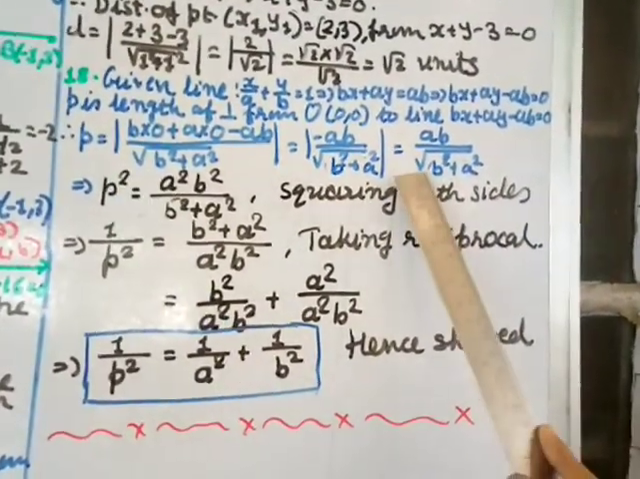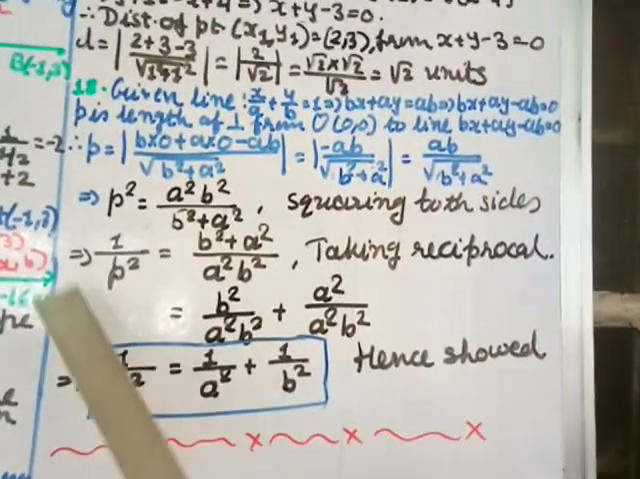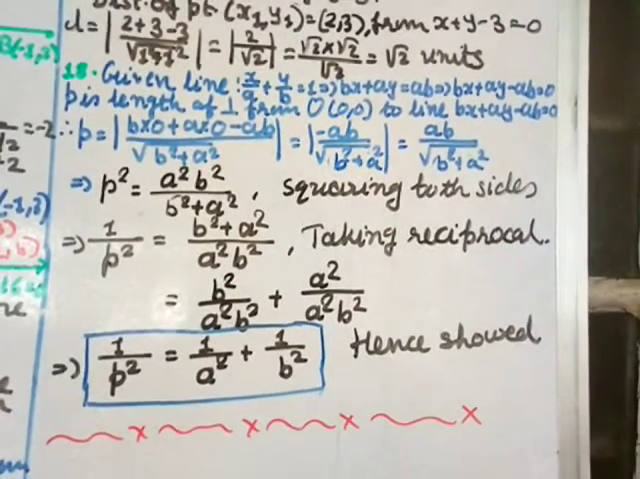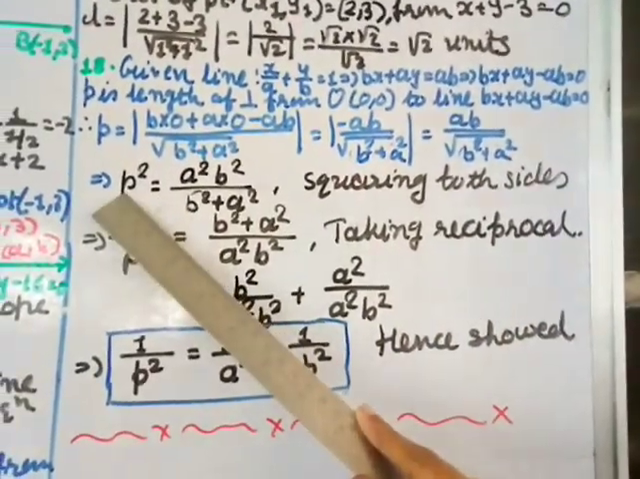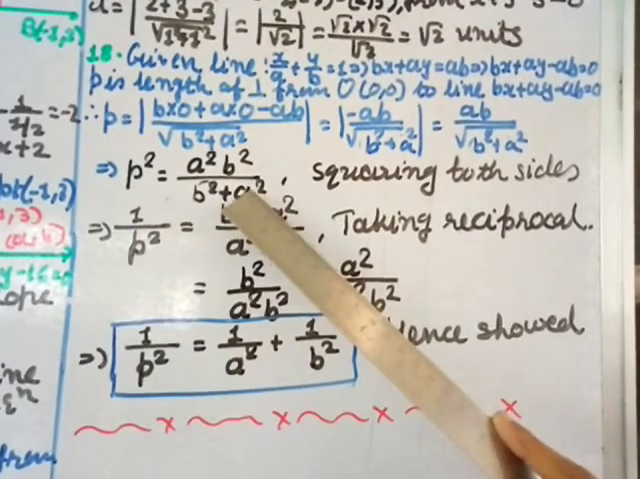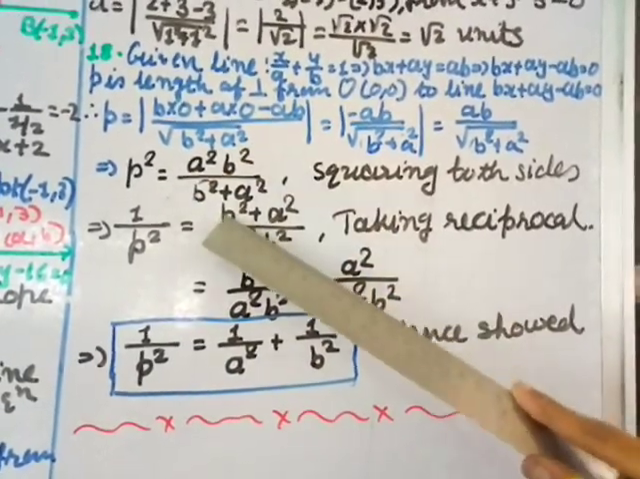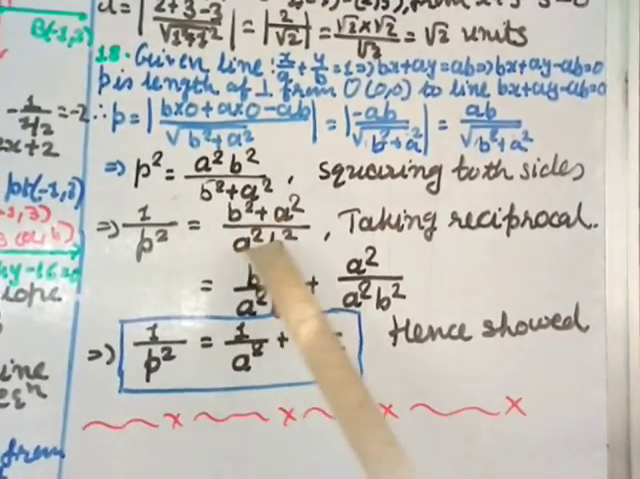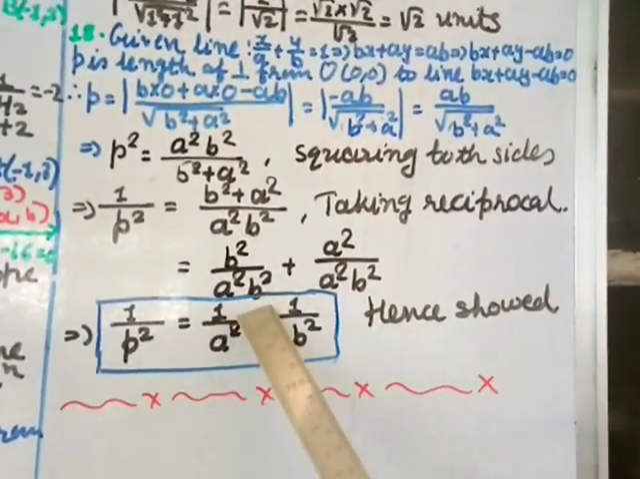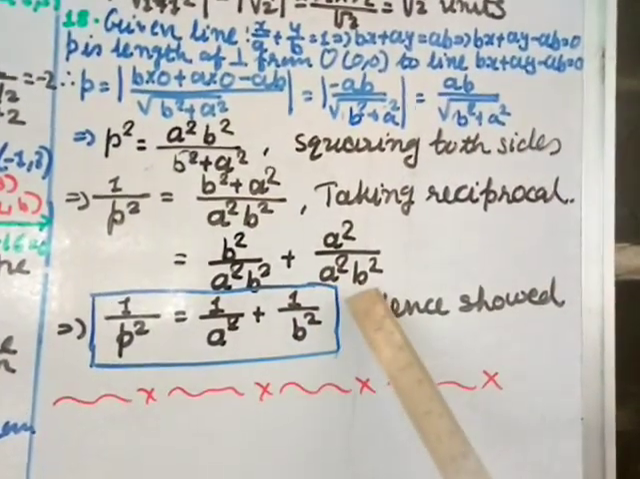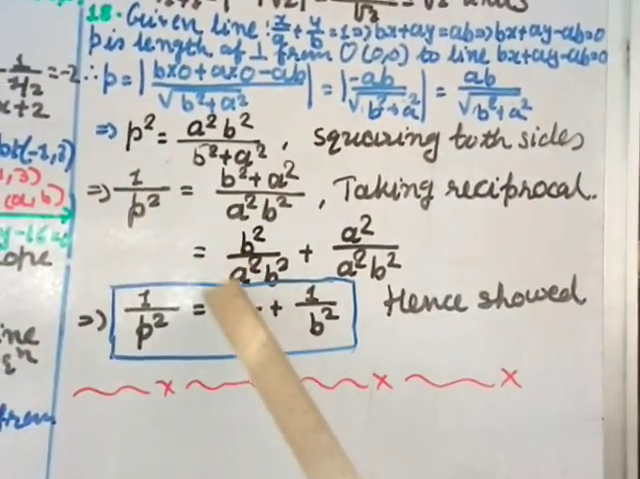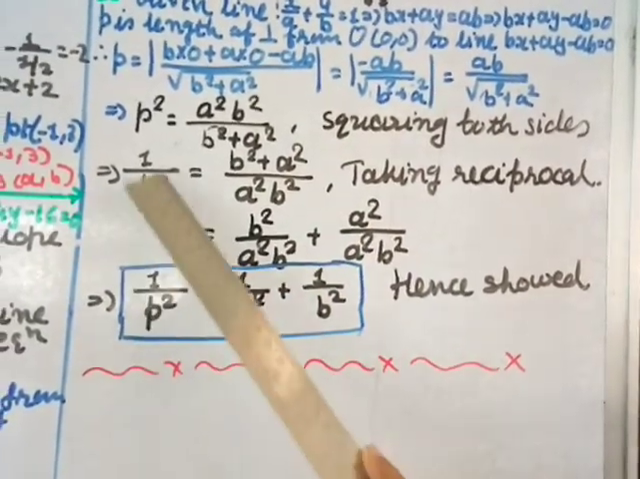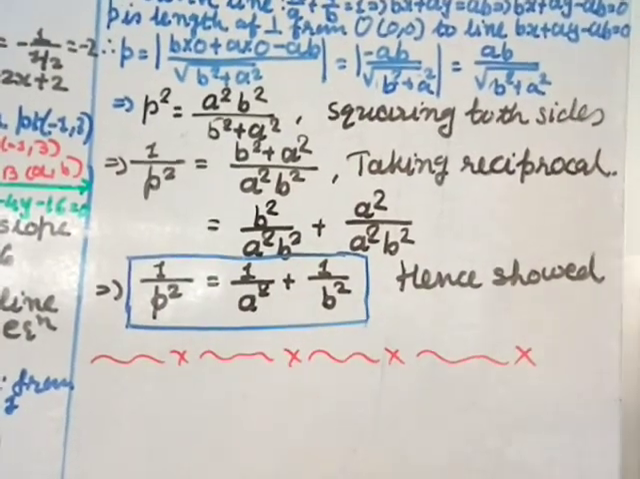Okay, to remove this square root, square on both sides, so when you square, p squared equals a squared b squared divided by b squared plus a squared. Now take the reciprocal, so the reciprocal of p squared is 1 by p squared, and this goes to the numerator, so b squared plus a squared divided by a squared b squared. Divide each term by the denominator, so we get b squared divided by a squared b squared, plus a squared divided by a squared b squared. The b squared cancels, so here remains 1 by a squared, plus the a squared cancels, so here remains 1 by b squared, and here 1 by p squared. This is what you have to prove, hence proved.